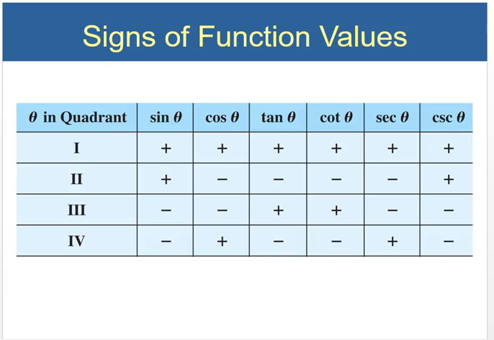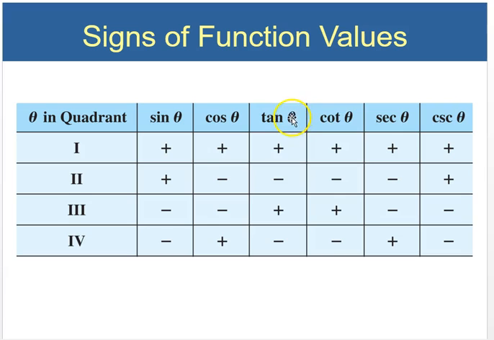Here's another slide that's saying the same exact thing, but it is just laid out differently. In quadrant 1, see how every one of these 6 functions is going to be positive. In quadrant 2, sine and cosecant are positive, and cosine, tangent, cotangent, secant are all negative. So remember, the reciprocals of the functions, like sine and cosecant, are going to have the same sign.